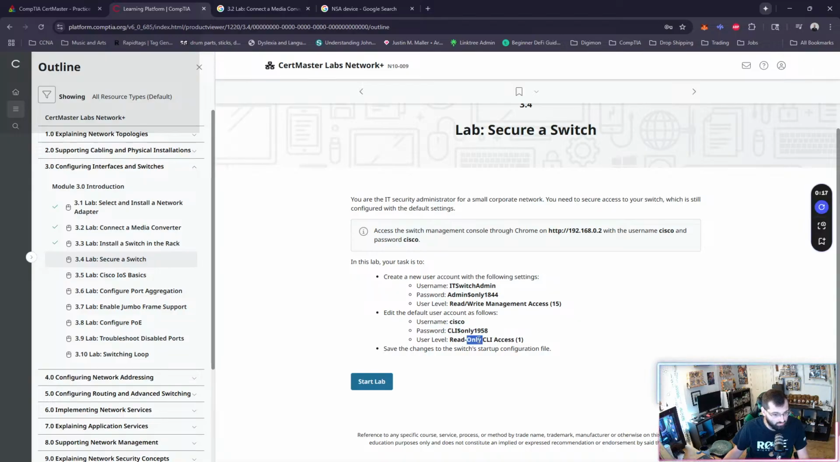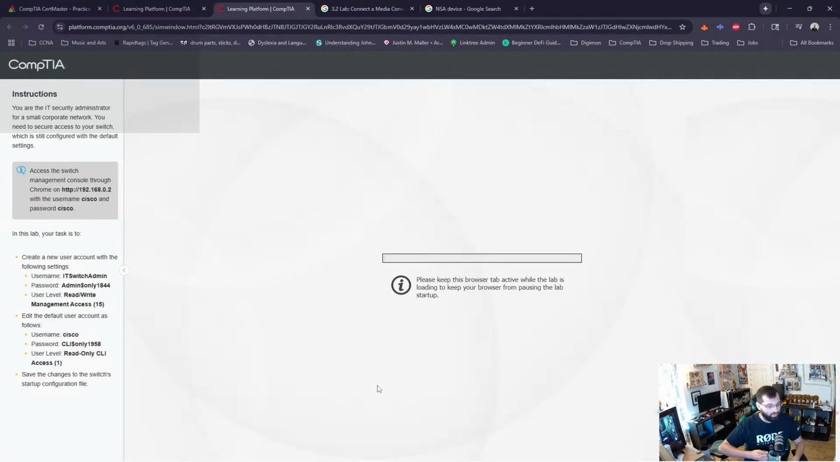Cisco, read only, save the changes. Okay, so we need to secure it. Access the switch manager console through Chrome. Okay, let's try it. We're starting to get into harder things, more than just plugging in wires.